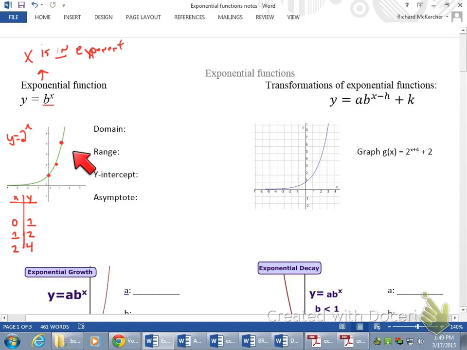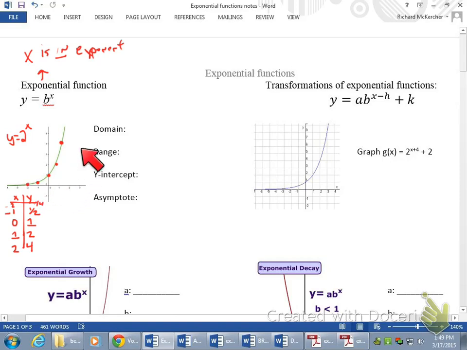To go the other direction, if I plug in a -1, we remember negative exponents, 2 to the negative first power. You can use your calculator, but we know that ends up being a fraction, 1/2, and it's right there. I can plug in -2, 2 to the -2 ends up being 1 over 2 to the second, which is 1 over 4, which is right there.